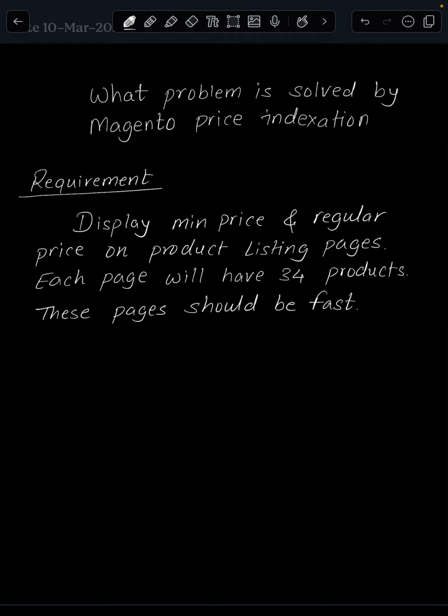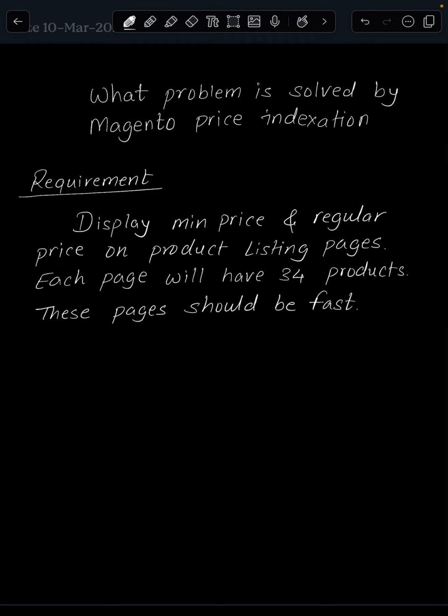Now let's look at the very primary basic requirement, which is display minimum and regular price on product listing pages, and each page will have 34 products, and these pages should be fast. Now think about this. As a developer, let's say you're already aware about EAV, which is entity attribute value. And you say, you know what, this requirement is fairly simple.